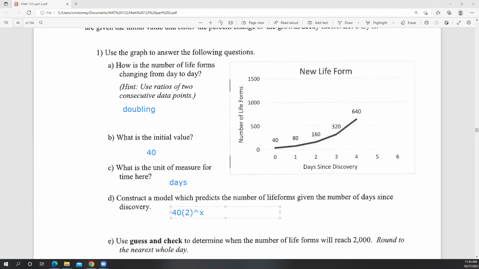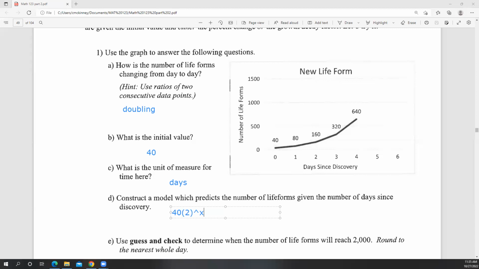Now, if you've had algebra 2, this is where logarithms and change of base would come in to determine the exact time. But that's not part of the realm of our class. And so we are just, and this is what it says, it's not just me, it says use guess and check. When do you think it's going to get to 2000? And we can already see it's already at 640. So we're just guessing and checking. When do you think it's going to get past? What's the first day?